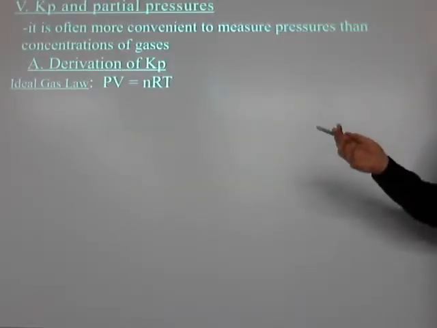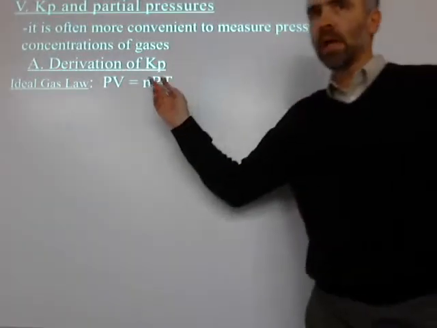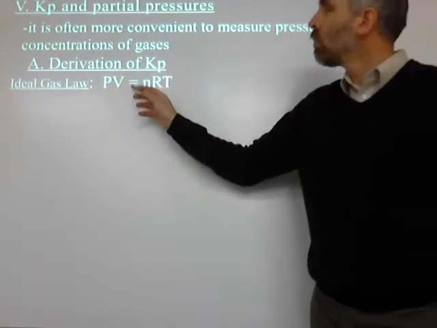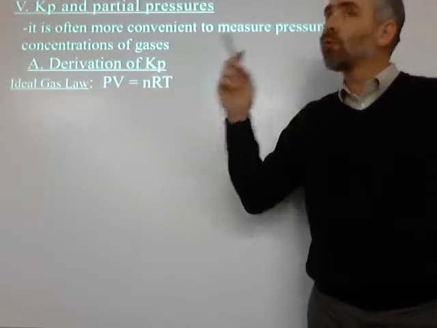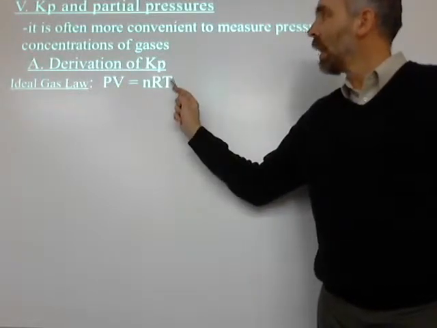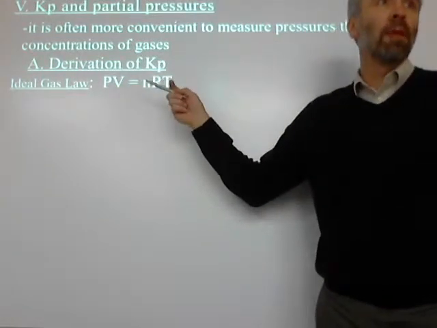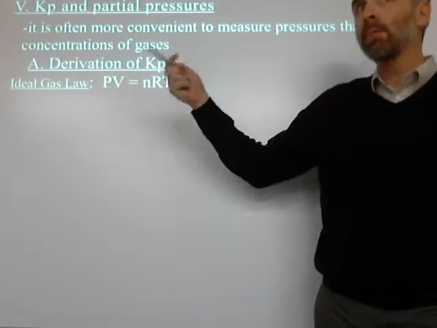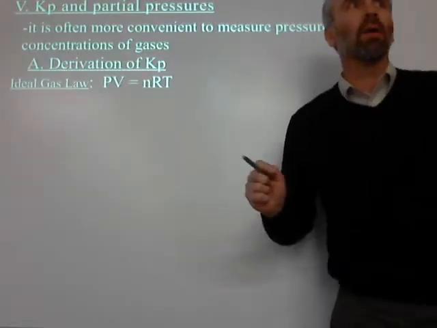And I could do that even if it wasn't at STP using the ideal gas law. So we use it for that. We also use it for molar mass. If I could measure the pressure, the volume, and the temperature of a gas, I knew I could figure out the moles, and I knew how many grams I had to convert to moles. I could figure out the molar mass.